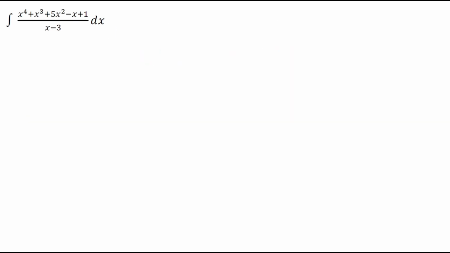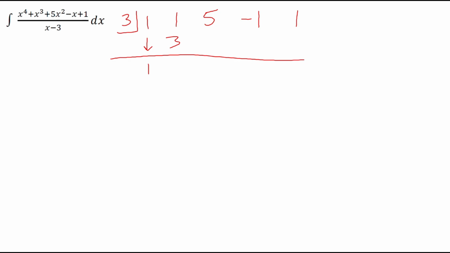All right, for our next one here, same idea. We're just going to divide everything by x minus 3. Using synthetic division, we put a 3 in the box. 1x to the fourth, 1x cubed, 5x squared, negative 1x, and positive 1. Bring down the 1. 1 times 3 in the box is 3. The 1 and the 3 added makes 4. 4 times the 3 in the box is 12. 5 and 12 is 17. 17 times the 3 in the box is 51. Negative 1 plus 51 is 50. 50 times the 3 in the box is 150, and add those at the end to get 151.